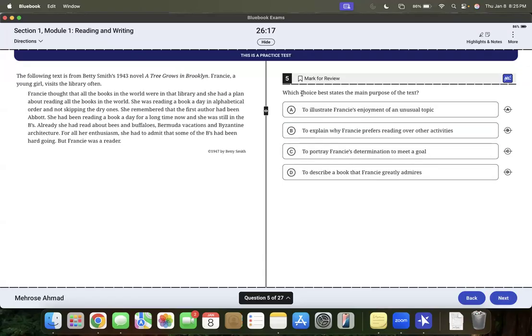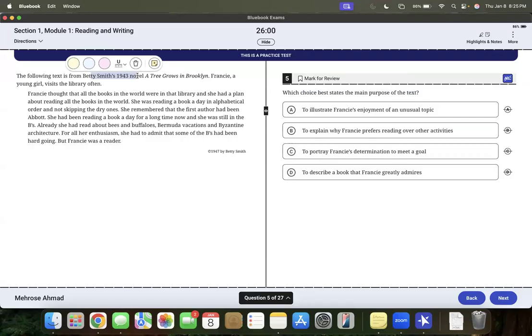Okay. Which choice best states the main purpose of the text? Really important to read the little excerpt. It just gives you some context about what you will be reading about. It can prime you on who the main character is, what the setting is, etc. And these things are important and helpful.